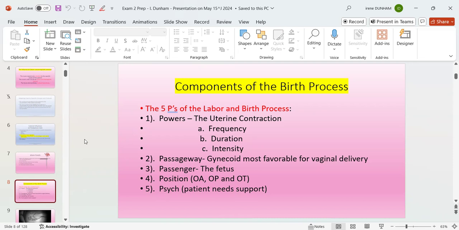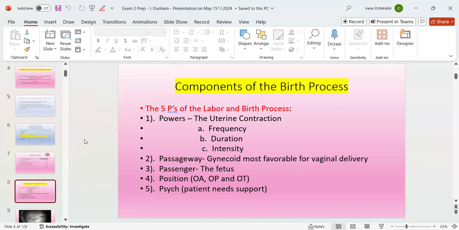Now, the baby has to come down, right? So we're going to have it called the passageway. He's got to find his way down so that he can be delivered. The gynecoid pelvis, as you know, is the most favorable for vaginal delivery. The platypelloid is a very flat-looking pelvis, and that's not favorable for vaginal delivery. It's very hard to get a baby's head through that type of pelvis.